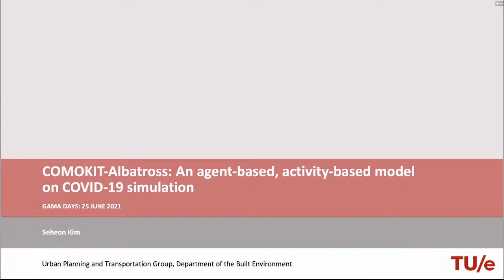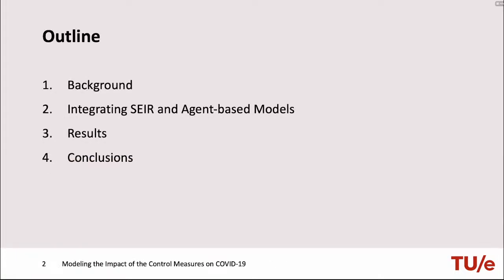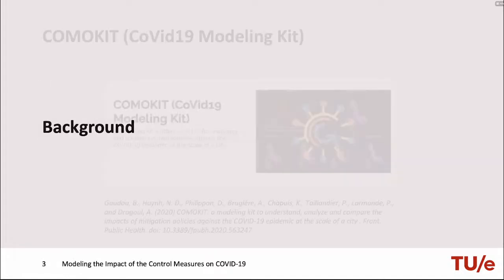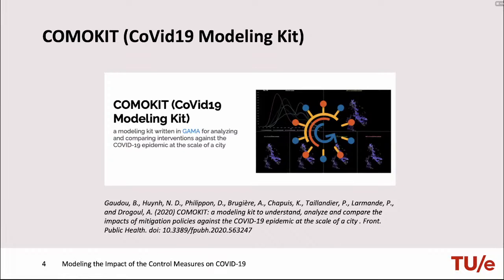In the next 10 minutes, I'm going to talk about CommaKit Albatross, an agent-based and activity-based model on COVID-19 simulation. This is an outline of this presentation. As a background, almost everyone is probably aware of it, but I'll briefly introduce the two model systems, which are CommaKit and Albatross. First, CommaKit is an agent-based model based on Gamma, which simulates infection dynamics and policy intervention against COVID-19.